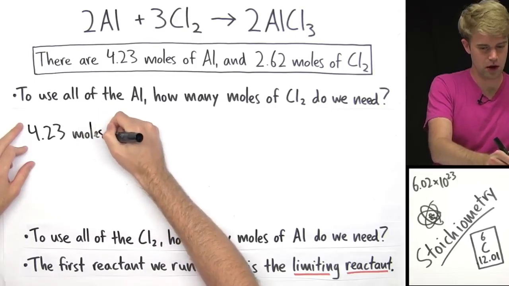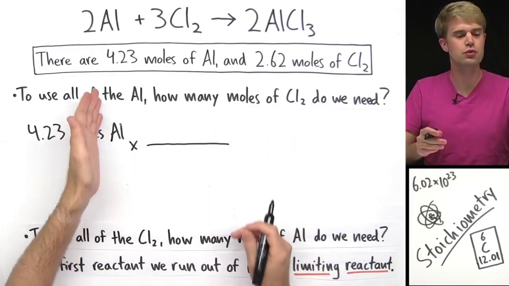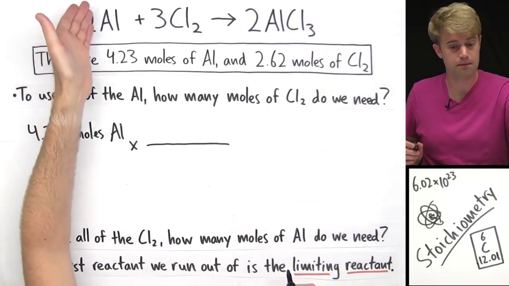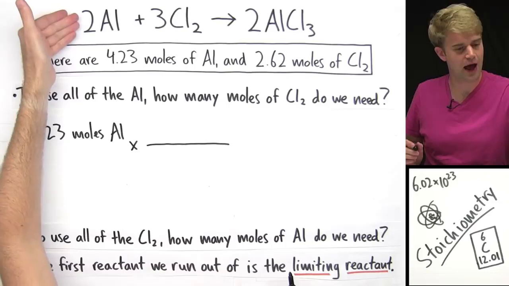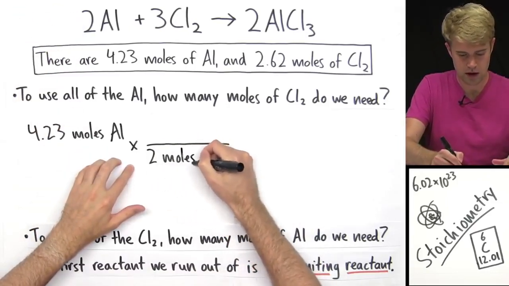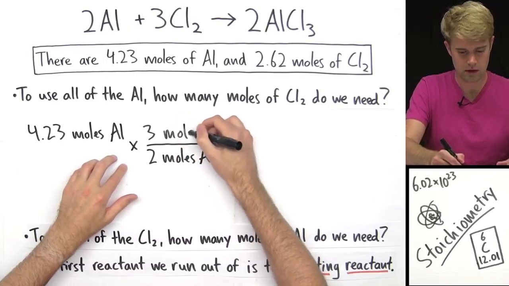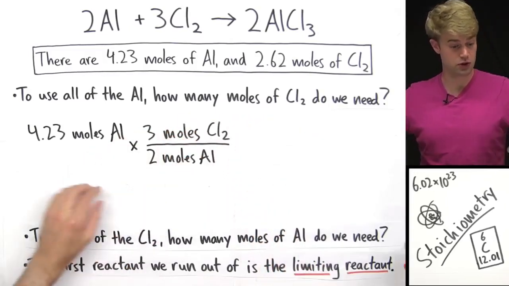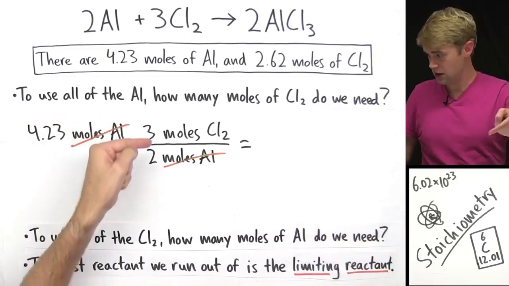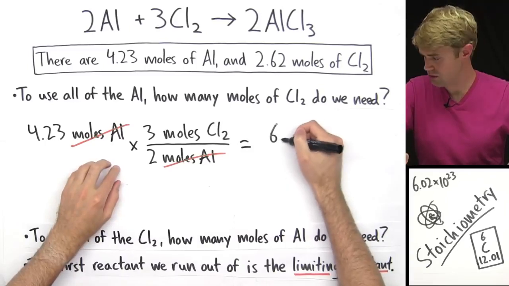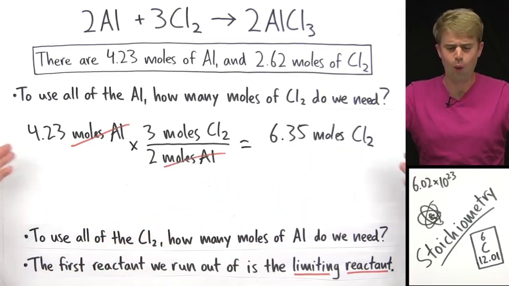4.23 moles of aluminum. I'm getting that from this right up here. And I want to multiply this by a conversion factor that represents the relationship in this equation between moles of aluminum and moles of chlorine. So it's a 2 to 3 ratio. I want to get rid of moles of aluminum, so I'm going to put that on the bottom. I'm going to put 2 moles Al. I got the 2 there. And then on top, I'm going to put 3 moles Cl2. And you can see that we're going to be converting to Cl2 because the moles of aluminum cancel out. And the math is this times this divided by this is going to give me 6.35 moles of Cl2.